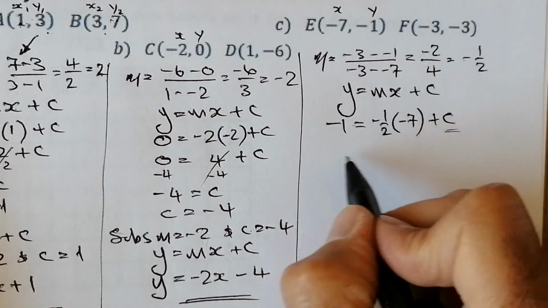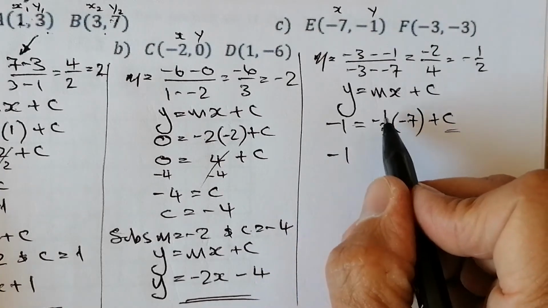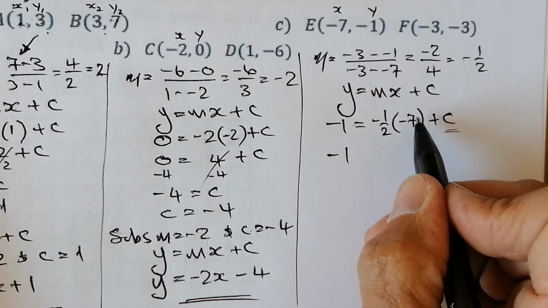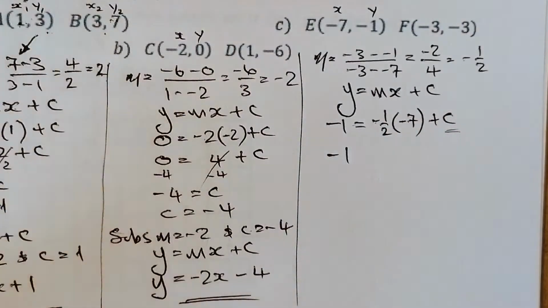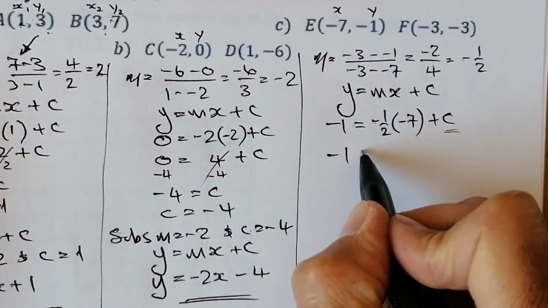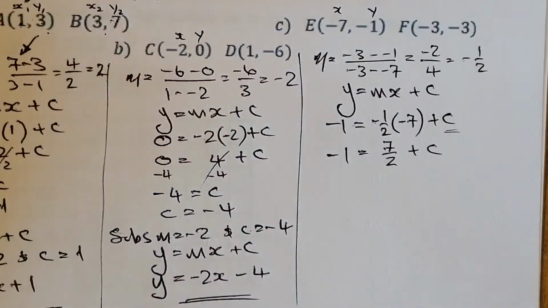So what I've got here is minus 1, and if I multiply a half times 7, I get 7 upon 2. These two negative signs are going to cancel out when I'm multiplying, so two negatives. That will leave me with 7 over 2, and that's plus c, or 3.5 if you think about it that way.